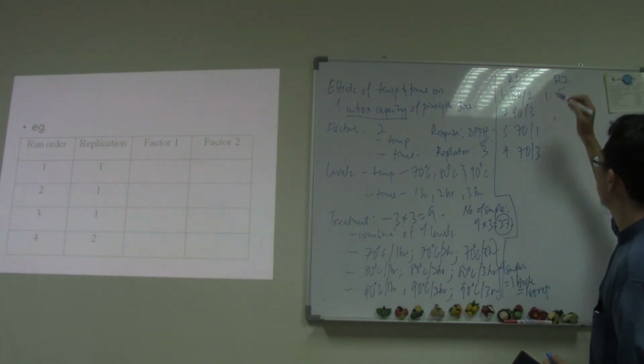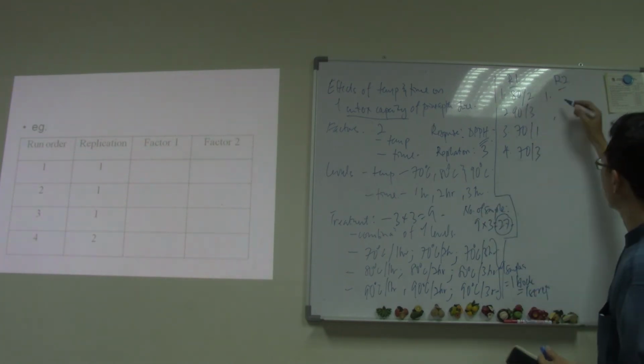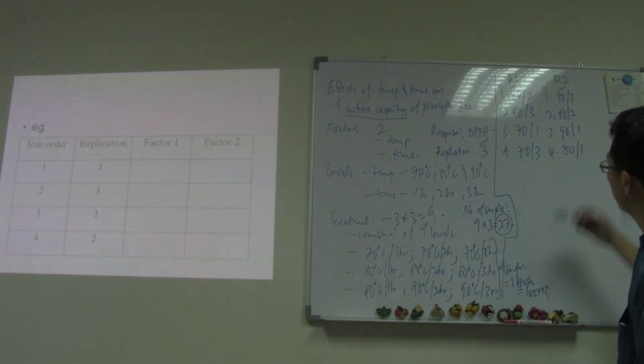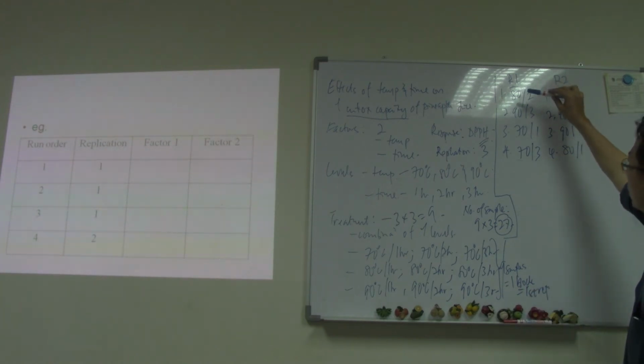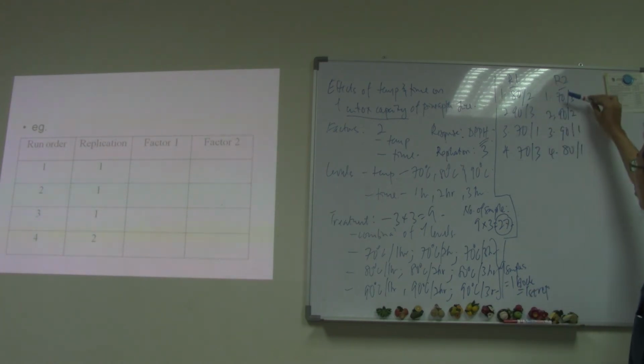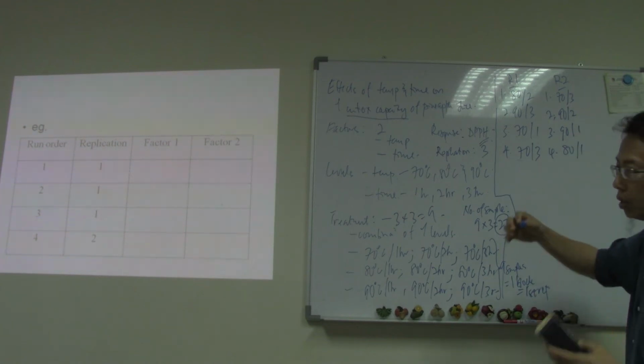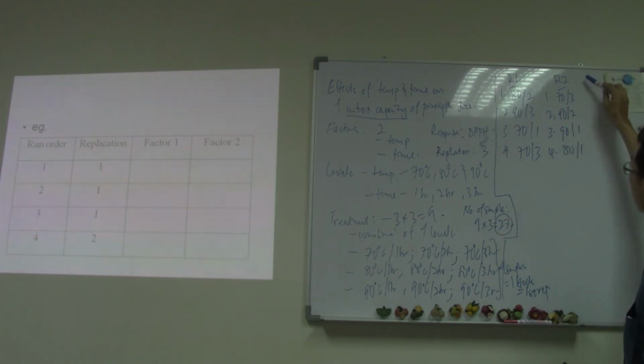for 1 you pull 1 piece of paper, you will get 70, and then 3 hours, and then you get 90, 2 hours, and then you get 90, 1 hour, and then you get 80, 1 hour, for example, and so on. So this will be the run order for the first rep, this will be the run order for the second rep, and similarly you have to do it again to get the run order for the third rep.